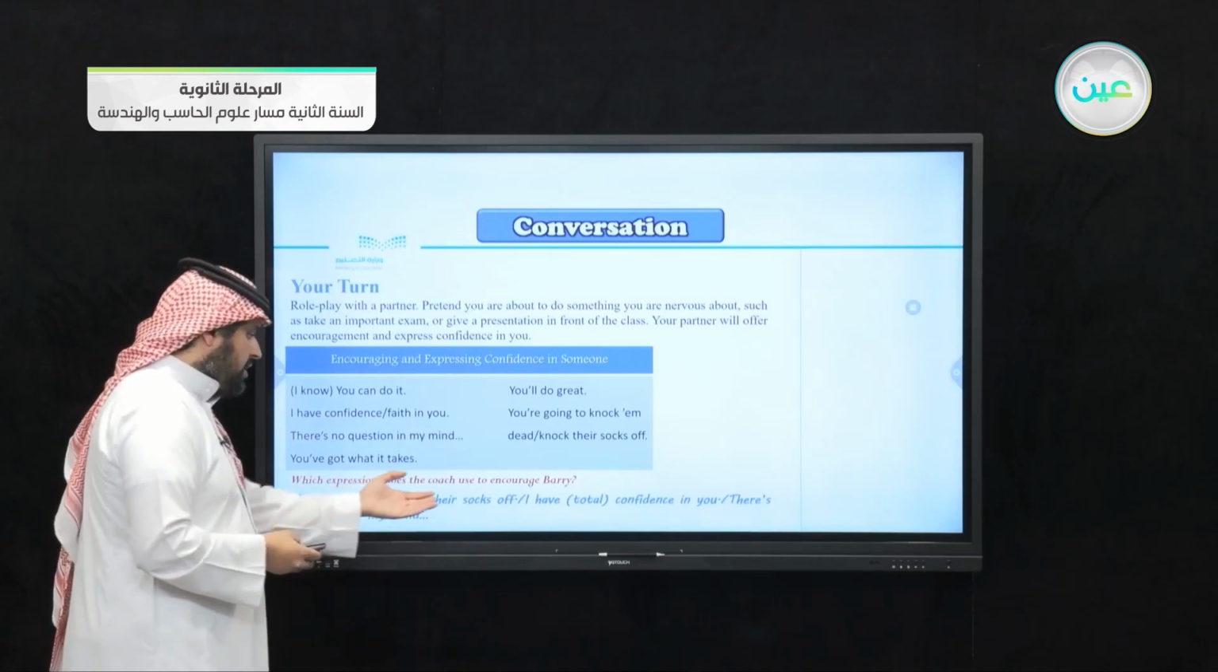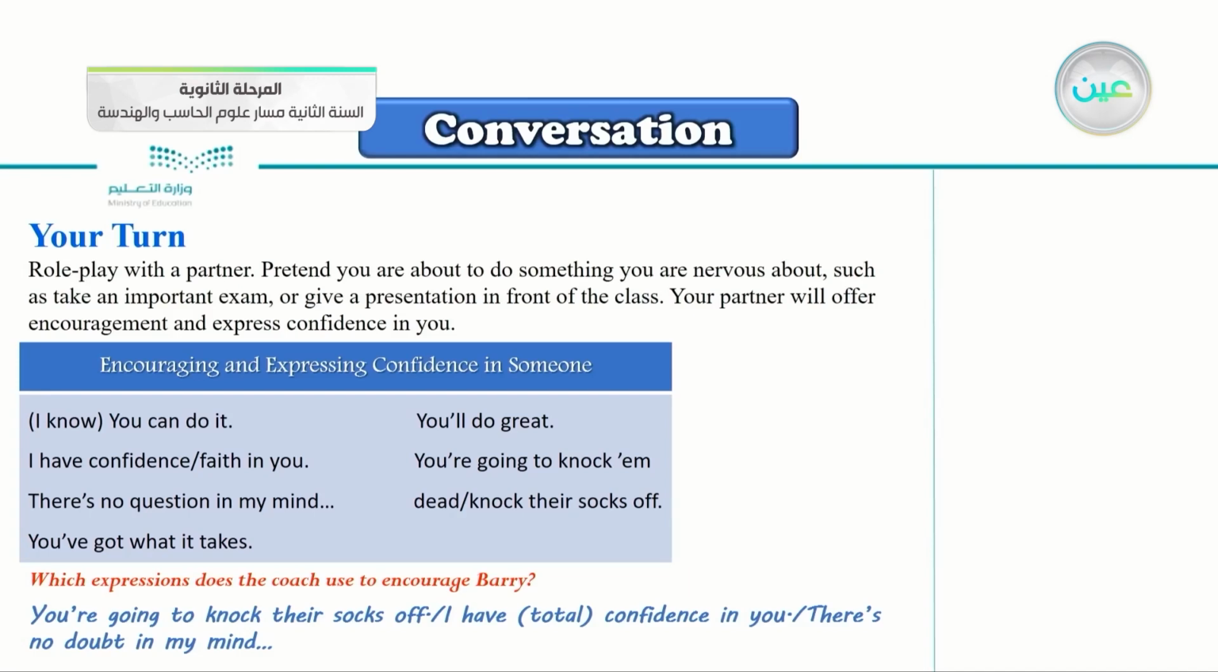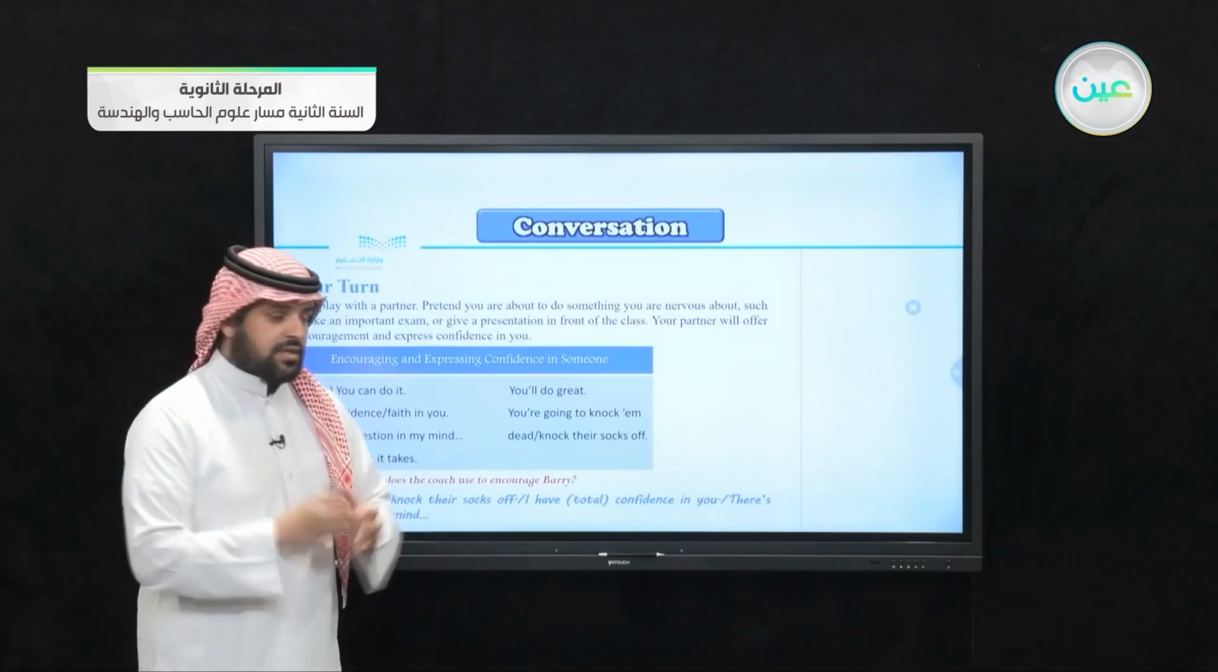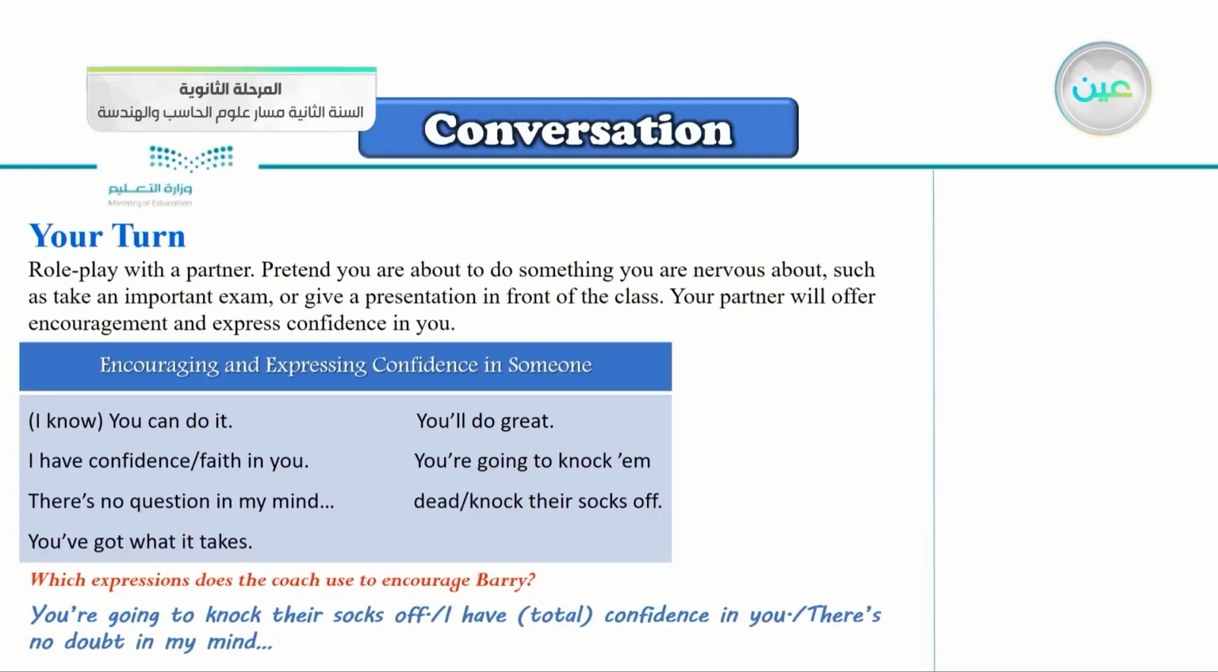You're going to knock their socks off. Also, I have total confidence in you. There's no doubt in my mind. So he used three here. You're going to knock their socks off. I have total confidence in you. Not I have confidence, I have total 100% confidence in you. There's no doubt in my mind that you can do it.